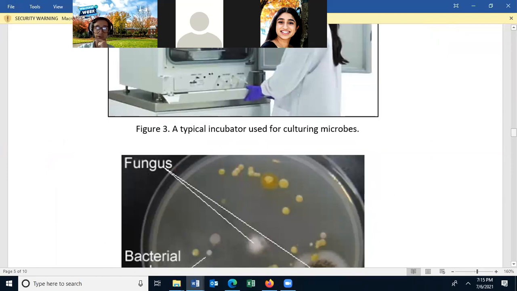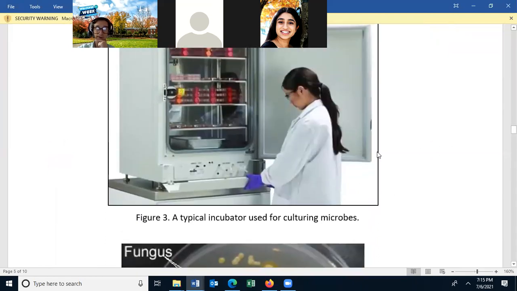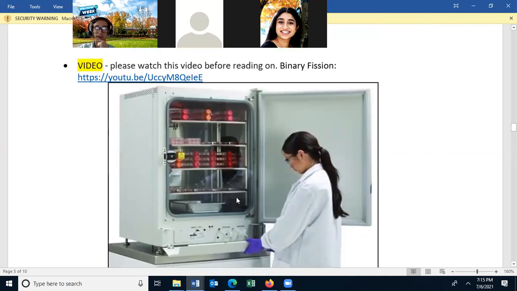And here is a picture of where this person is incubating their cells, or their petri dishes. And incubators can be simple, where all they do is heat and add a little moisture, or they can be complex, as this one is, and it looks like you can change the gaseous components in this incubator. You might be able to change the humidity as well.